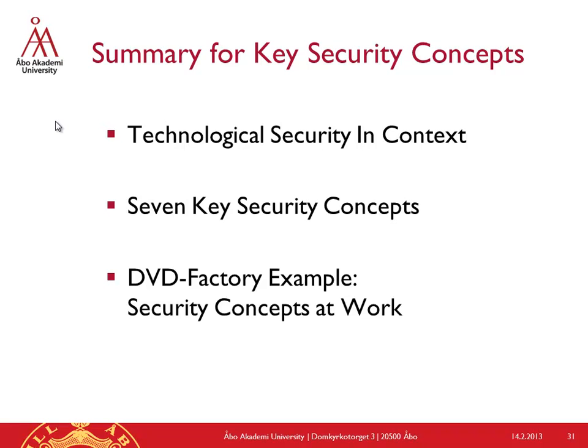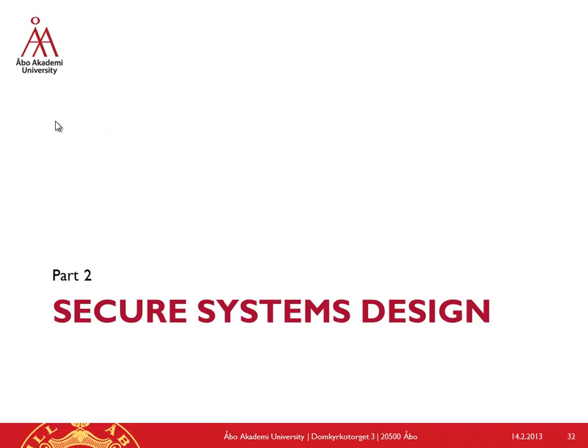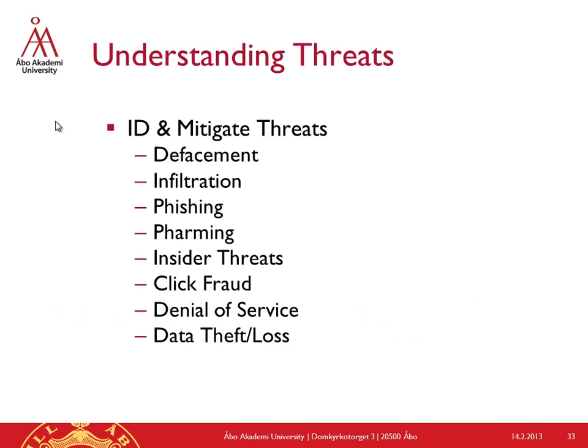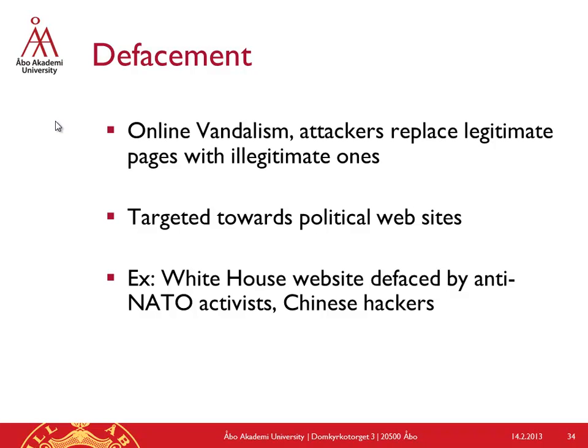Technological security in context is not just one way of implementing security. Security is holistic. Now let's go to secure system design, how to design systems to make them secure. We have to think about the threats and try to mitigate all of them first. The first threat is defacement. What does it mean? It means you have a website and your website was hacked, and basically the hacker just changed its face. This is defacement. Well known is the White House website being hacked and defaced by activists and so on.